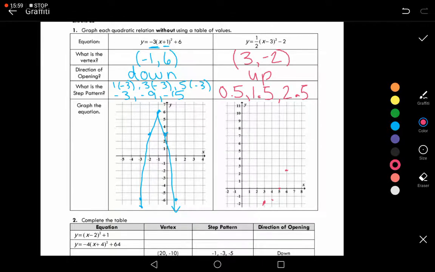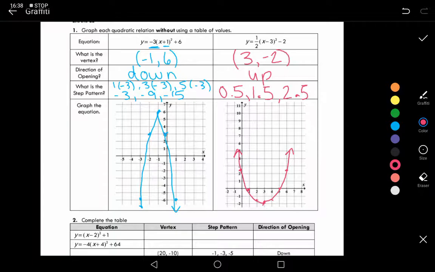Okay, and again, we're going to do the same thing on the other side. Over 1, up a half. Over 1 from there, up 1.5. Did I plot that right? Yep, I did. 1.5. And then over 1, up 2.5. Okay, and the last step is to connect those dots with your parabola shape, which will look something like that.